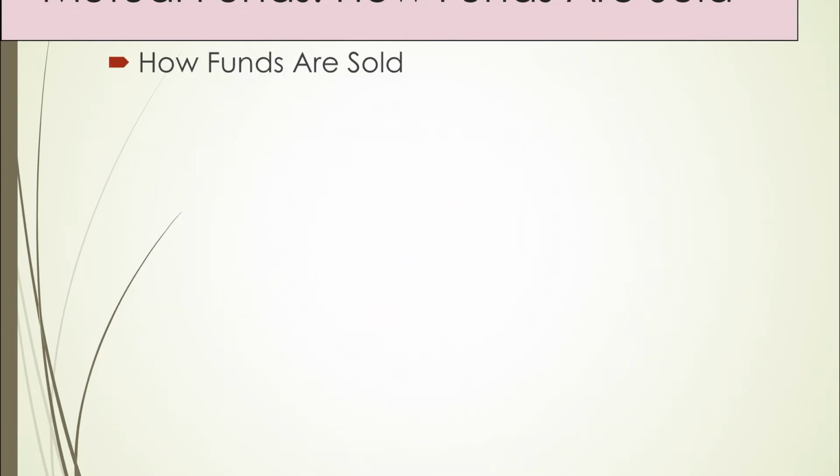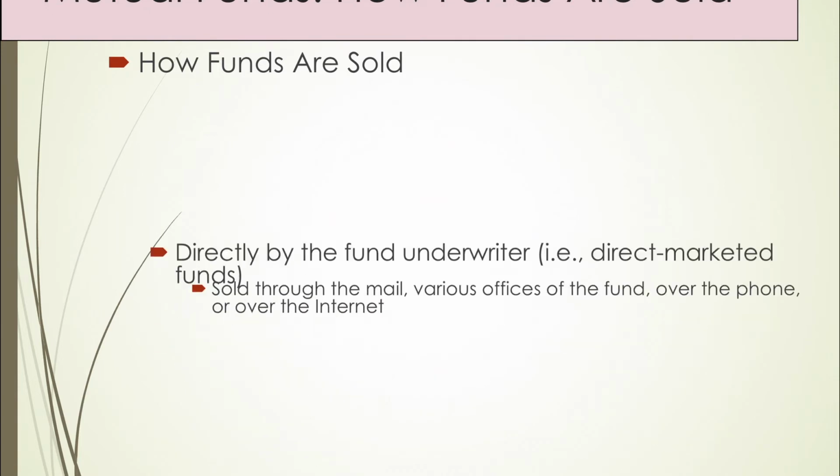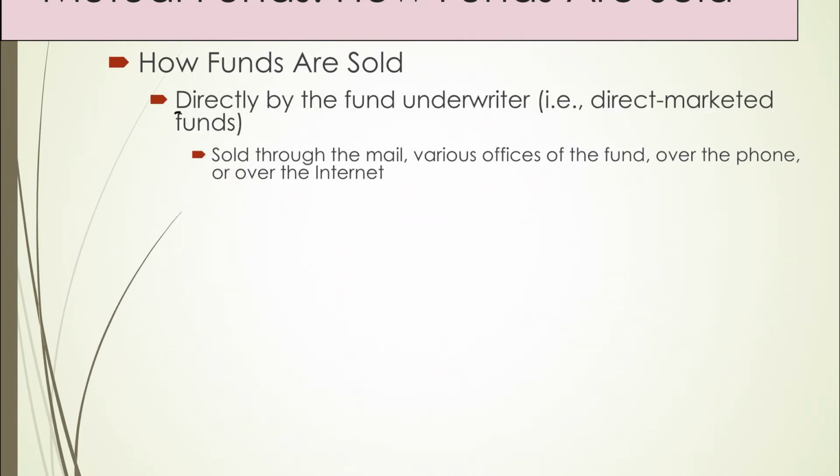So mutual funds can be sold in a variety of ways. First, they can be sold directly by the fund underwriter. So this is like direct marketed funds. These are sold through the mail, various offices of the fund, over the phone, or over the internet. So with these funds that are sold directly, investors will contact the fund directly to purchase shares.